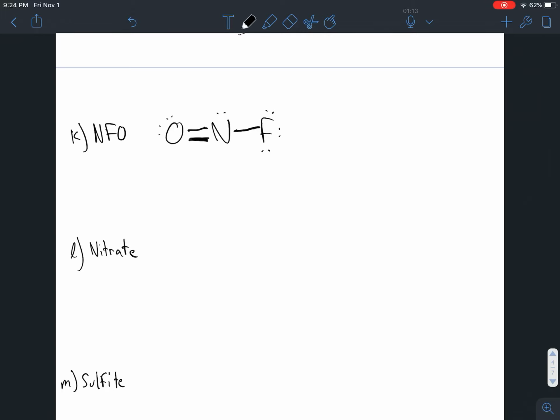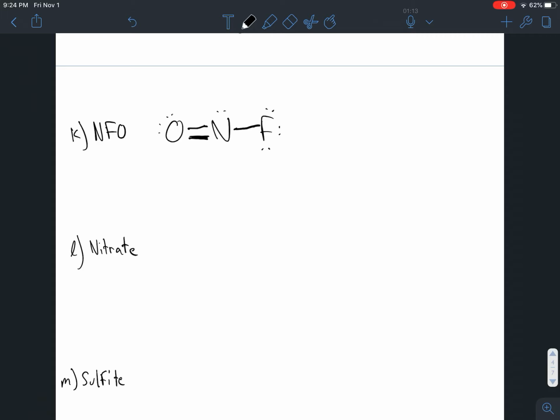So, what's the base shape? There are 3 electron domains on the nitrogen. It is trigonal planar. But the molecular shape is bent, but not like water is bent. It's a different kind of bent.